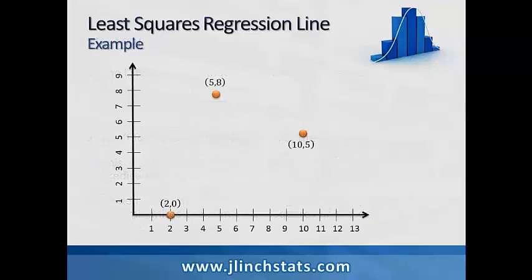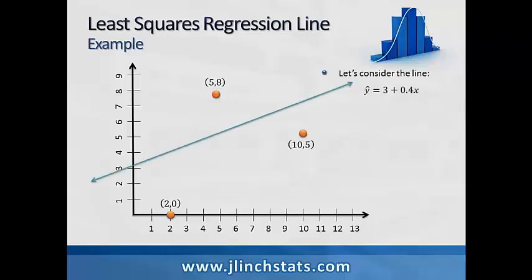Now let's take a look at an example here. We've got 3 points: (2, 0), (5, 8), and (10, 5). Now let's consider the following line: y hat equals 3 plus 0.4x. This is a line that's going to be used to predict values based on these data points, and it certainly seems like this line fits the data very well. But is it the line of best fit?